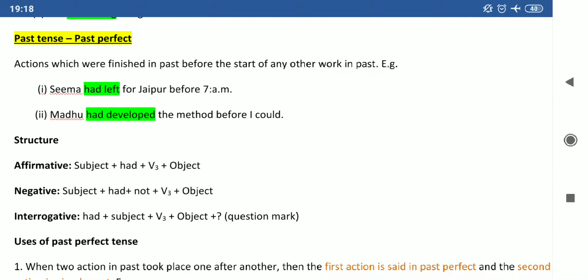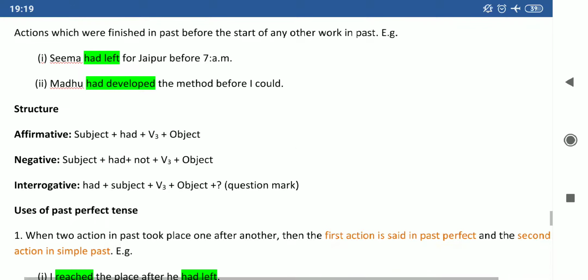Actions which were finished in past before the start of any other work in the past. So when do you use past perfect tense? You use past perfect tense when there were two actions in the past, one ended before the other one. So two actions in the past, first action which finishes first, with that you will use had plus third form, that means past perfect, right? So at particular time, if some work was already finished, then you will use past perfect tense.